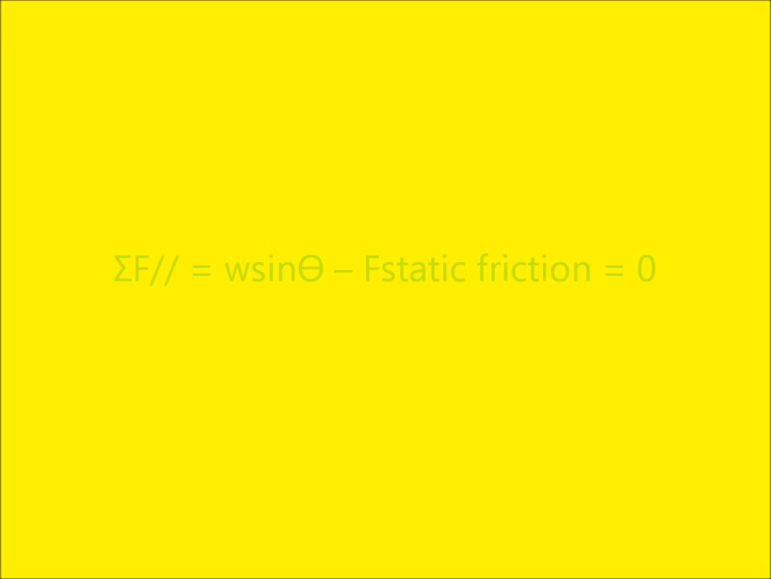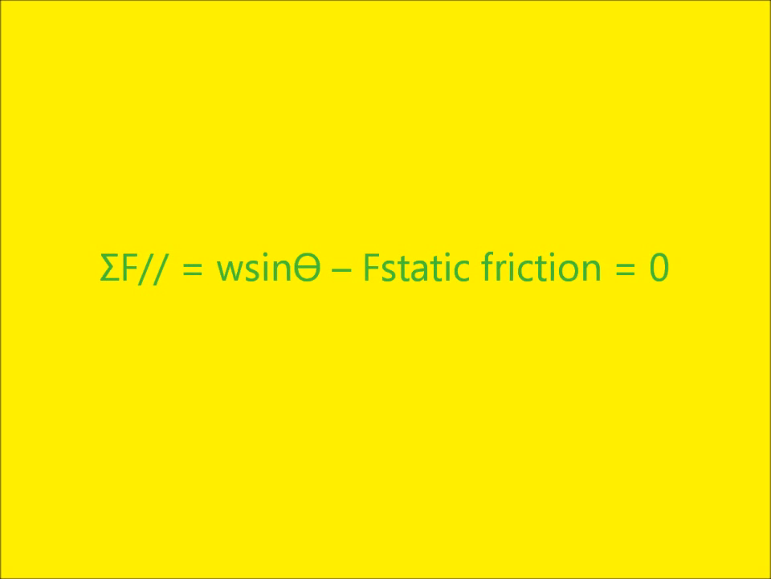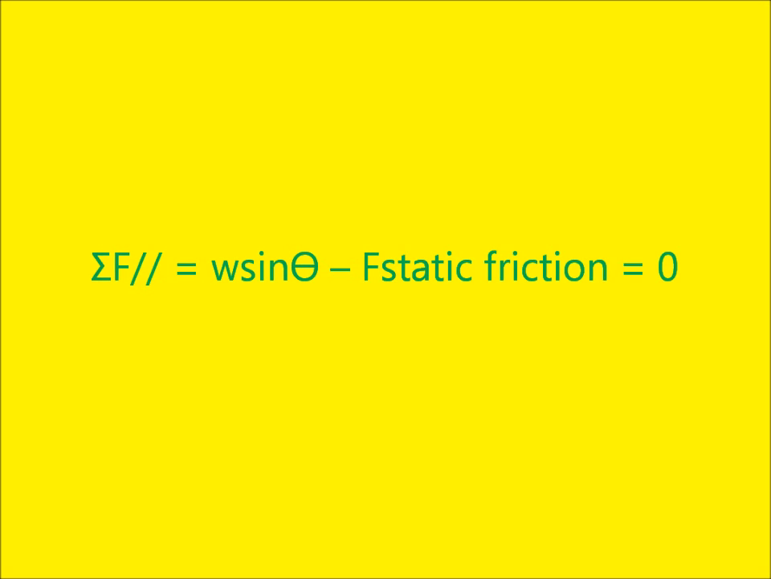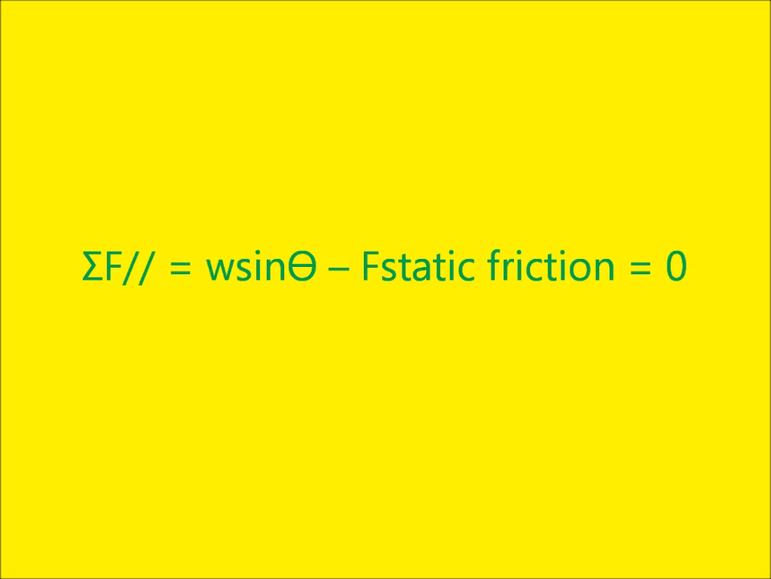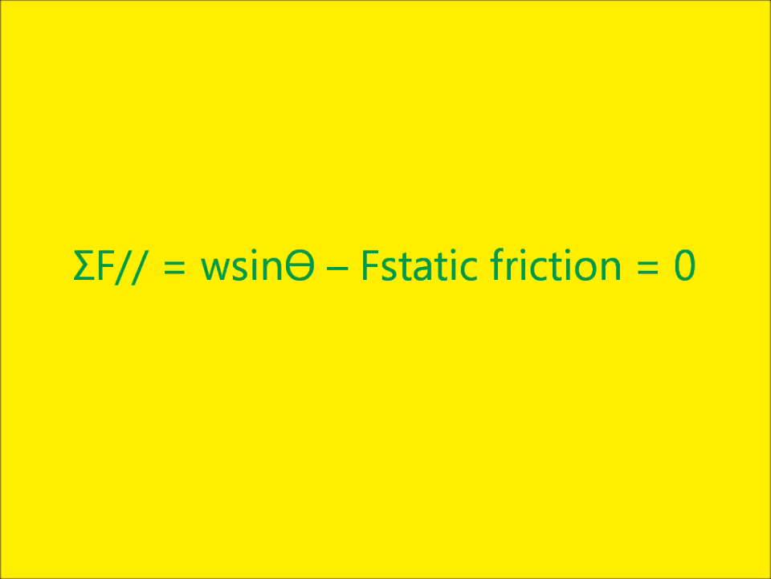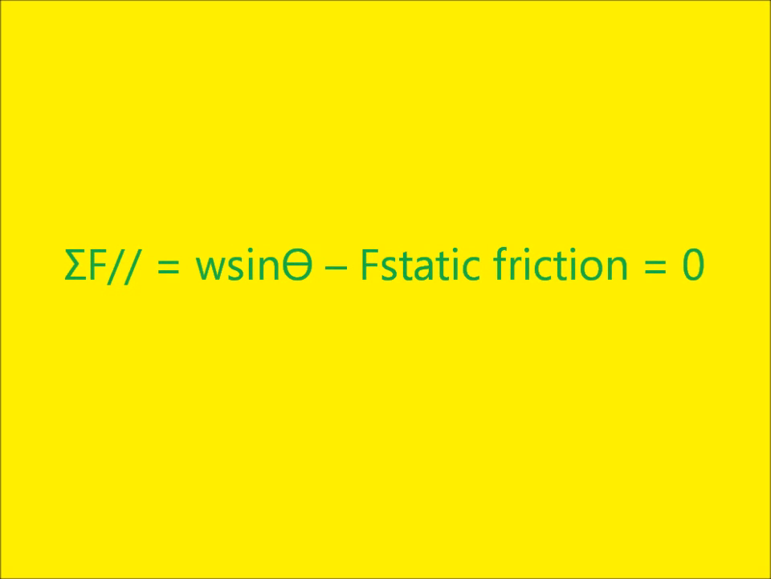So recall from our free body diagram that the parallel component of the weight force was pointing down the incline, but friction would be pointing up the incline. If the file cabinet is at rest, we can write this relationship, that the sum of the forces in the parallel direction is equal to weight sine theta minus the force of static friction equals 0.